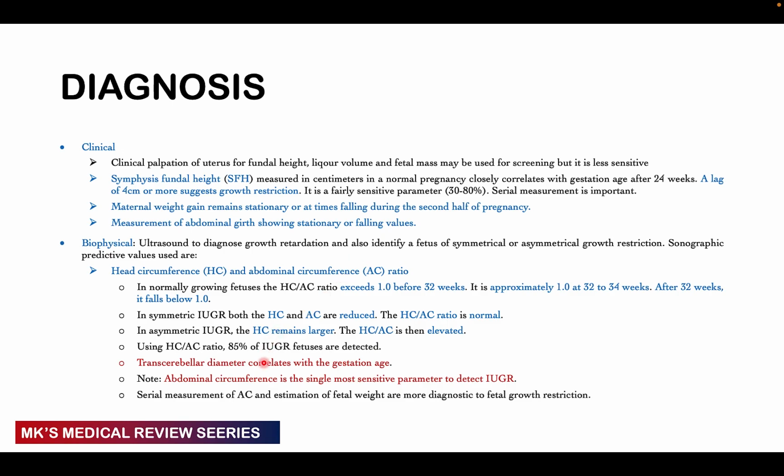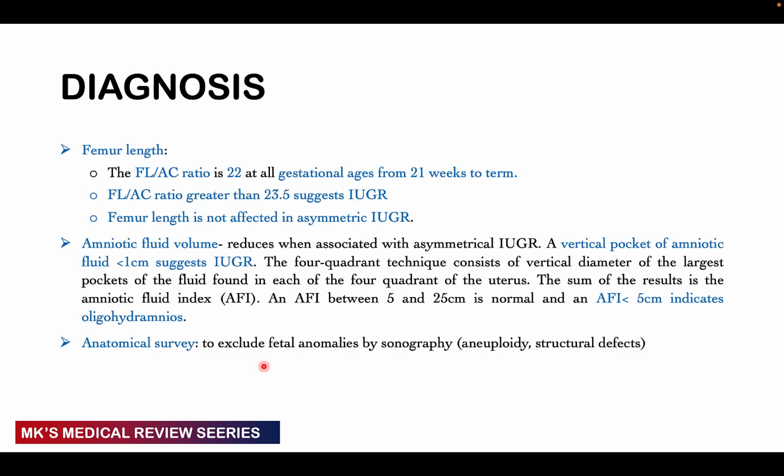We can also check the transcerebellar diameter, which correlates to the gestational age. Remember that abdominal circumference is the single most sensitive parameter when you're making a diagnosis of IUGR. You want to do your serial measurements of the abdominal circumference, and you estimate the fetal weight, and this is going to be much more diagnostic of fetal growth restriction. Then we can also check the femur length.